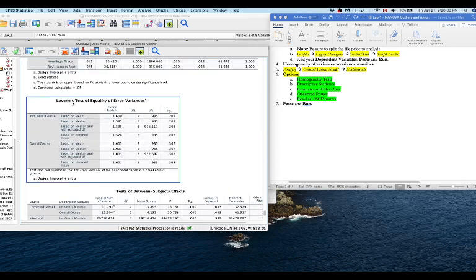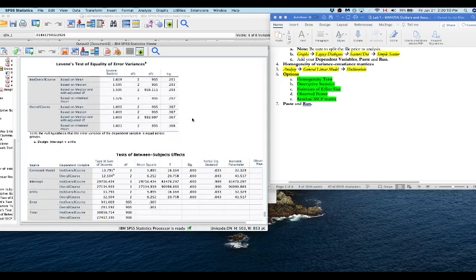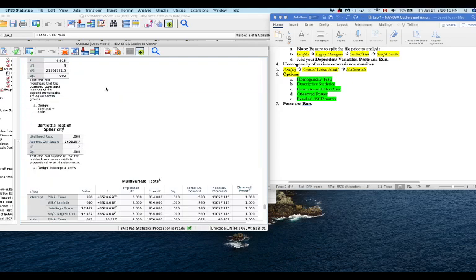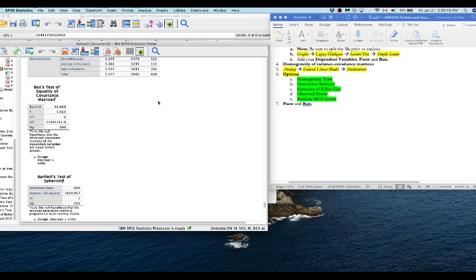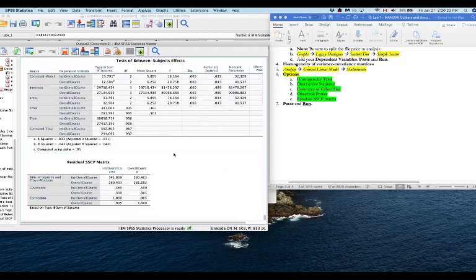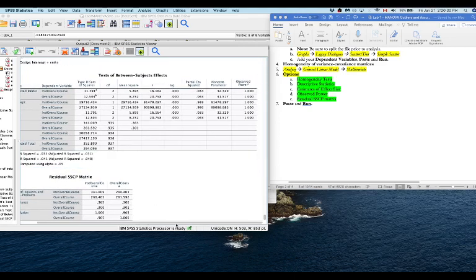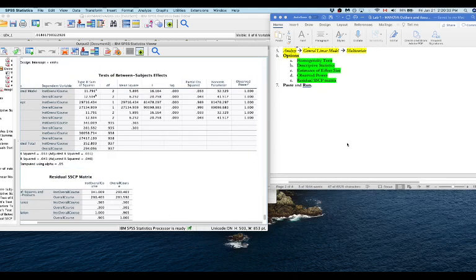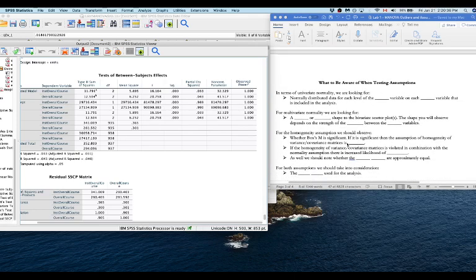Then we also have Levene's test. We don't really care about Levene's test as much right now because it's multivariate. Once we get into multivariate, this univariate test doesn't matter as much as the multivariate versions. The rest of it can be helpful, but we don't need it right now.